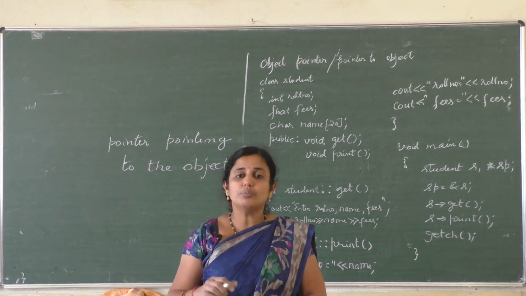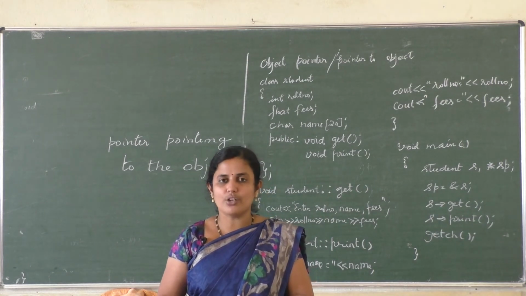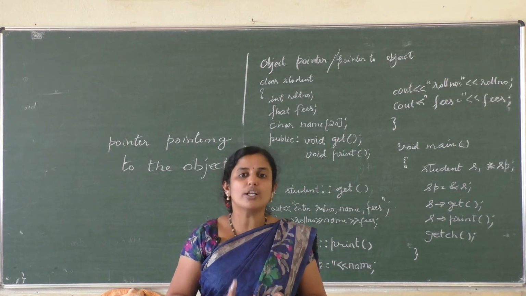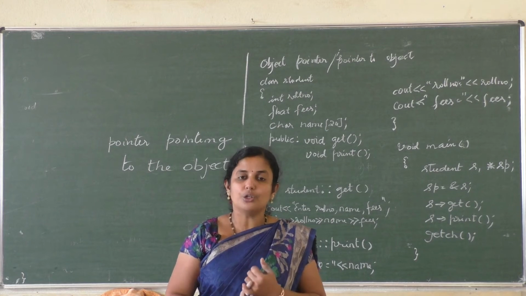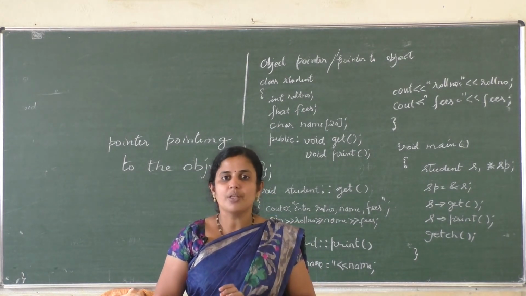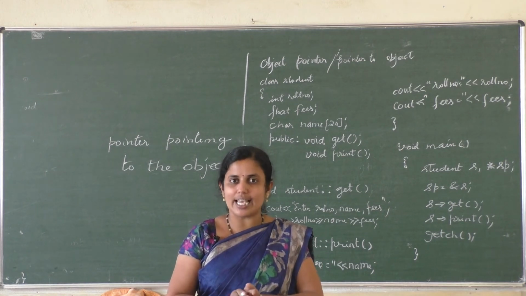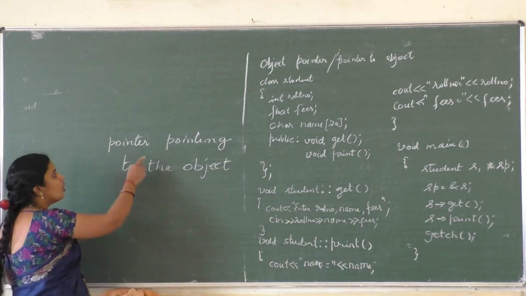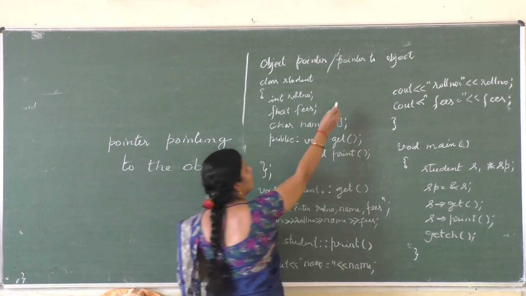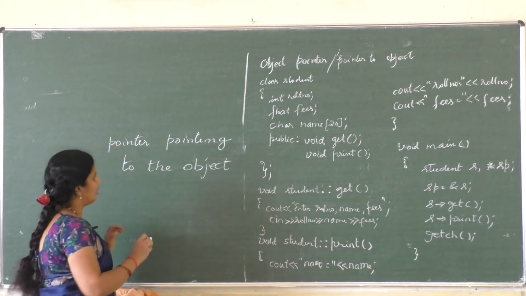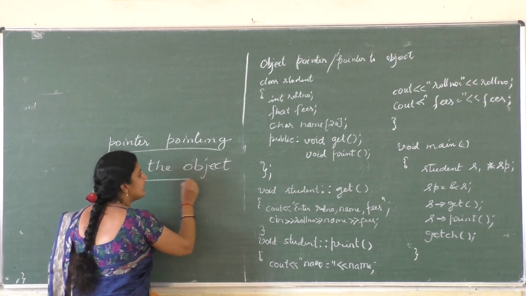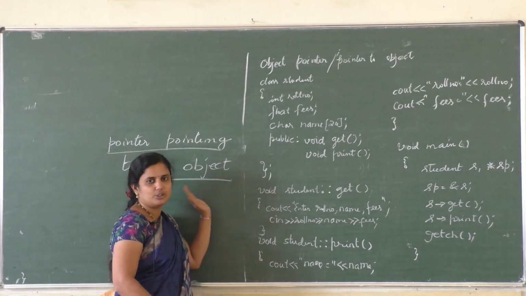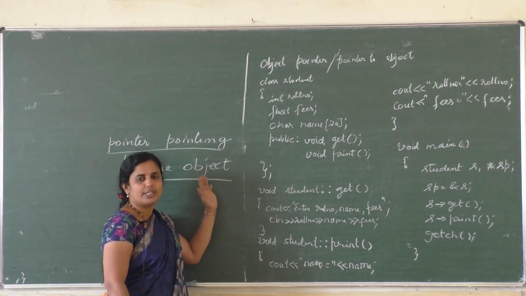So here, object means what? It is a variable of class type. Okay, when we are writing a C++ program, we include a class. For the class we have to create an object, isn't it? To access the members of a class, we need to create an object. That object's address can be stored in a pointer. Is it clear? That is known as pointer to object or object pointer. That is, a pointer pointing to the object. A pointer that stores the address of the object is known as an object pointer or pointer to object.